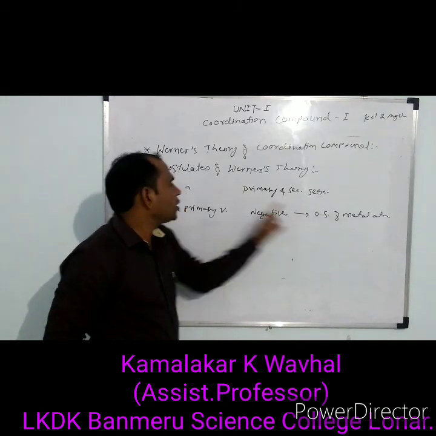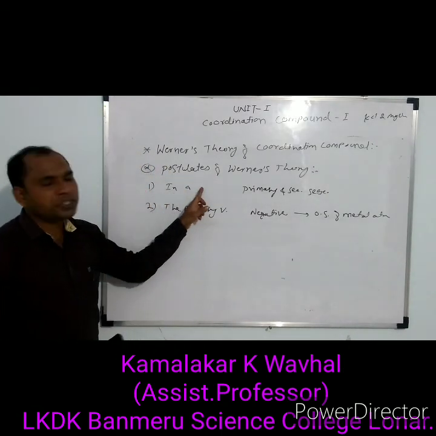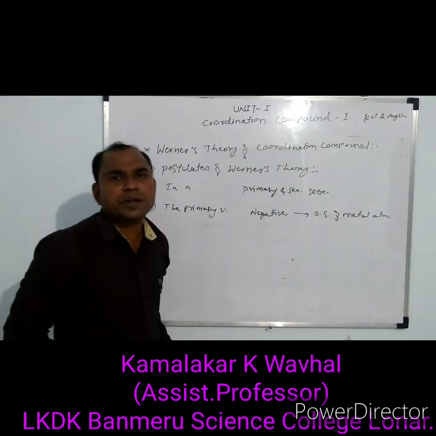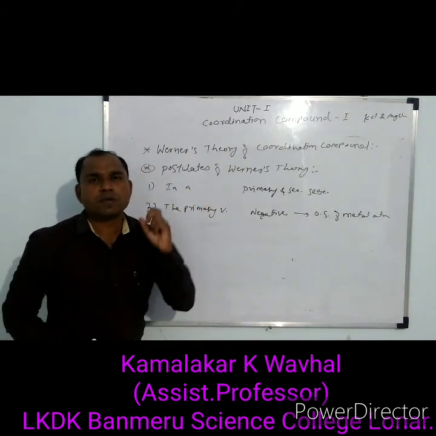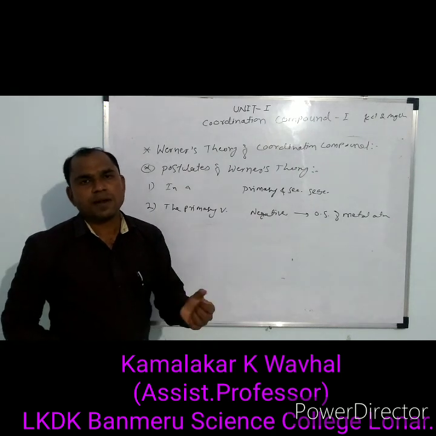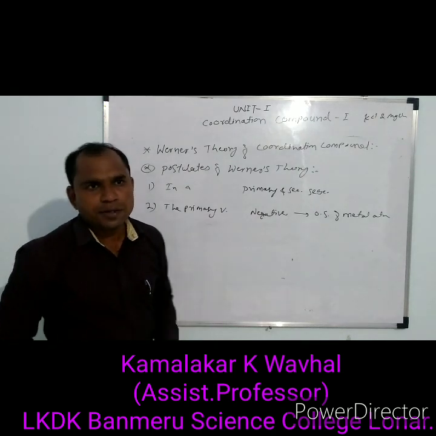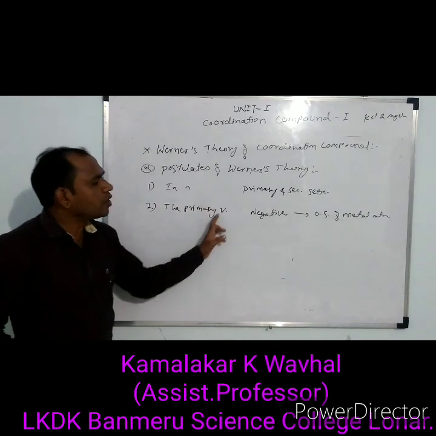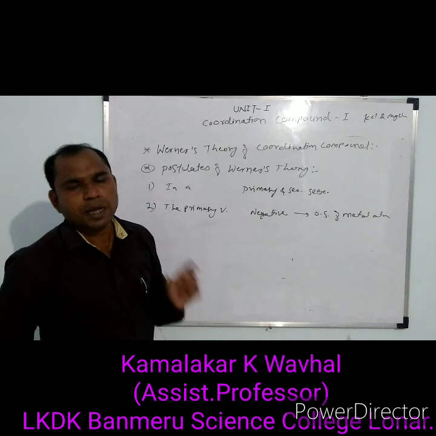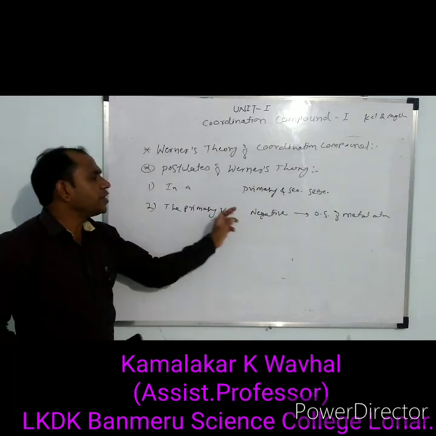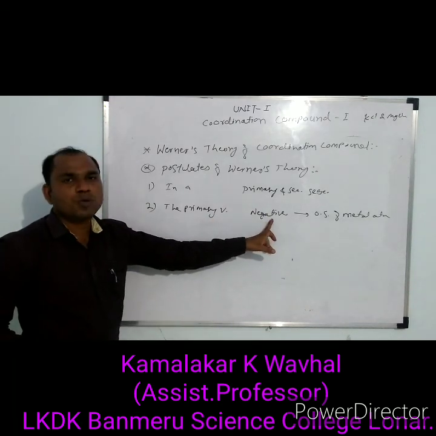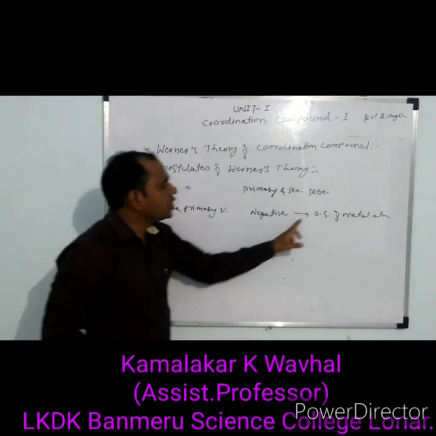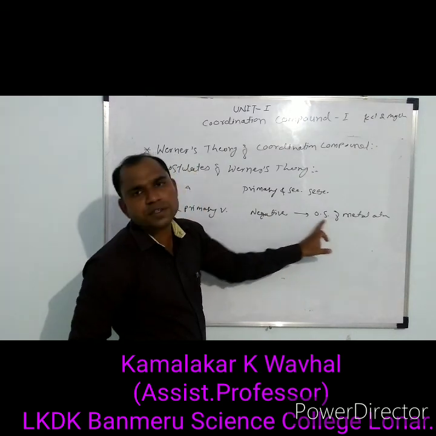The first postulate is that in a coordination compound, most of the elements show two types of valency, the primary valency and the secondary valency. Then the second postulate: the primary valency is ionizable, and it is satisfied by negative ions, and generally it is called the oxidation state of the metal atom.